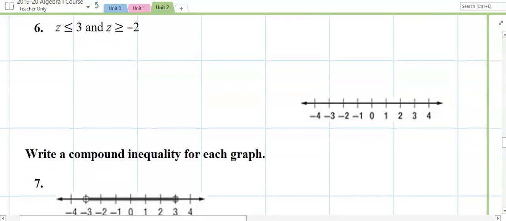Let's try the next one. We're going to put a closed dot where z equals 3, and it says shade to the left. Then we're going to put a closed dot on -2 and shade to the right.